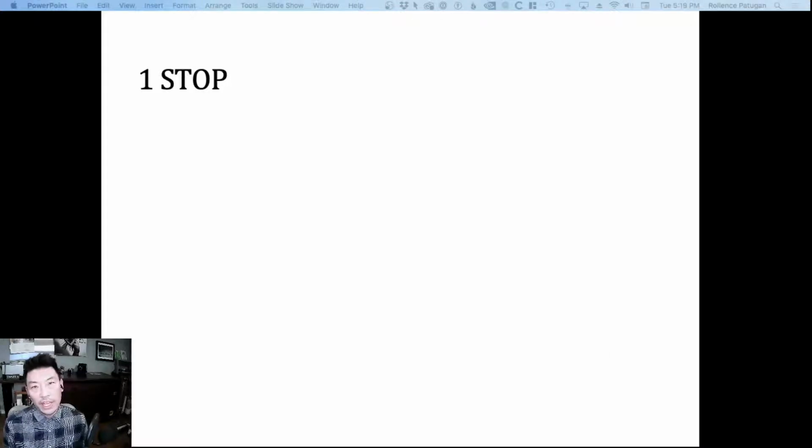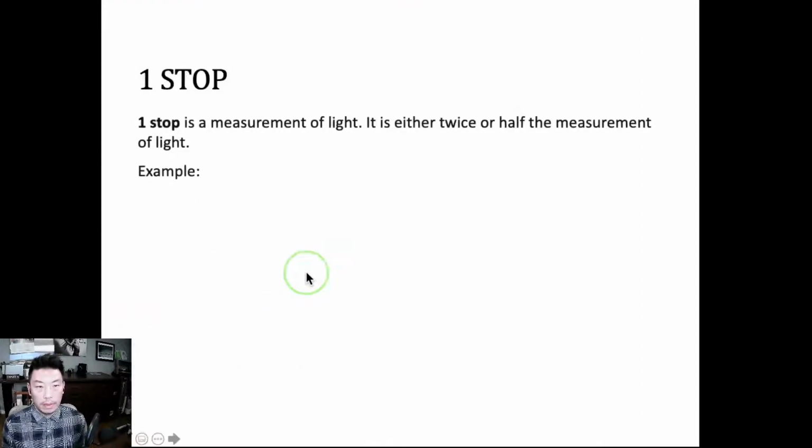Hey class, in this video I'm going to talk about the idea of a stop. Imagine f-stop, just removing the letter F, and then you have the word stop left over. A stop is a measurement of light. It is either twice or half the amount of light. It's just as simple as that. It's just a measurement of light, a stop.